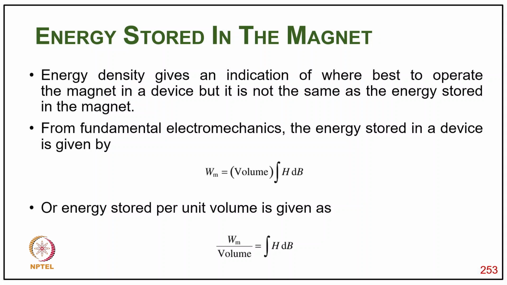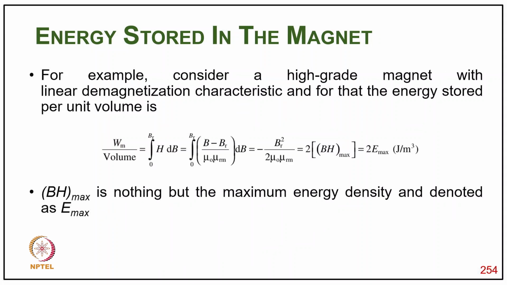From fundamental electromechanics, the energy stored in the device is given by Wm equal to the integration over volume of H dB. So the energy stored per unit volume is Wm upon volume, that is the integration of H dB. For example, consider a high grade magnet with a linear demagnetization characteristic. The energy stored per unit volume, Wm upon volume, is the integral from 0 to Br of H dB, or the integral from 0 to Br of (B minus Br) upon (mu 0 mu Rm) dB, which equals minus Br square upon 2 mu 0 mu Rm, or 2 BH maximum, or 2 E max, in joules per cubic meter. BH max is nothing but the maximum energy density, denoted as E max.